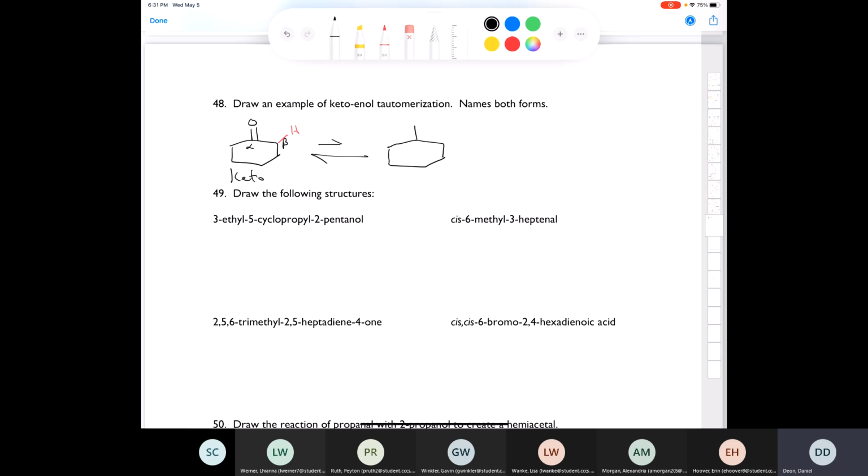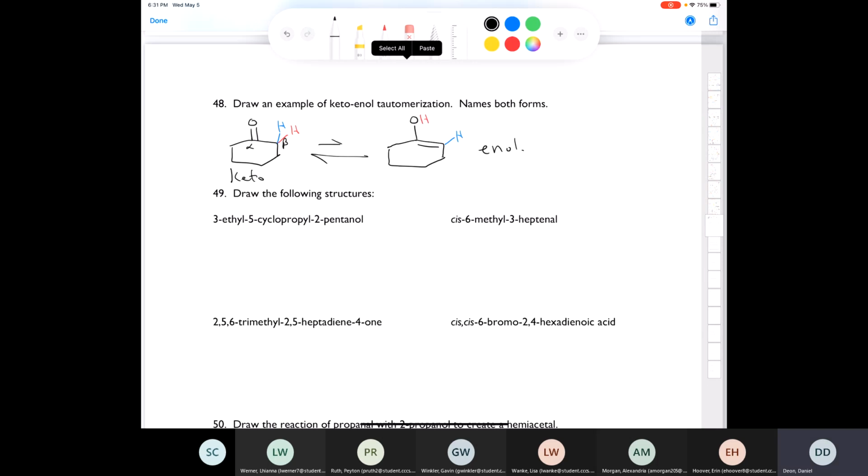Sorry about that. Now what's going to happen is we're going to migrate that double bond. We're going to leave our oxygen here, but now the hydrogen has moved up here. Right? There still is the other hydrogen. That one is still here, but it didn't migrate. Okay, so that's the keto form, and then this would be the enol form. You need to know the difference between a ketone or a keto form and an enol form.